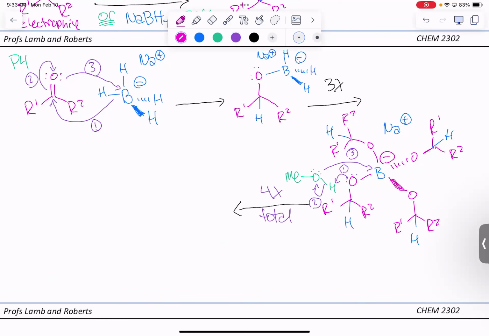What we get out at the end is 4 equivalents of our alcohol, which you can see has a hydride bound to it from our sodium borohydride and our hydrogen H+, essentially acid, bound to that oxygen. The byproduct of this reaction, to help us understand that this happens 4 times, is going to just be our methanol that's bound to our boron.